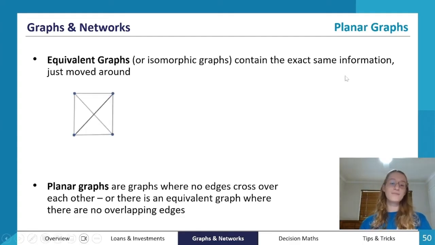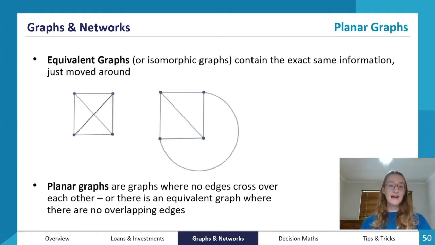For example, have a look at this graph here, and then have a look at this one here. These, well, they look different, and they are different in some ways. They actually display the exact same information and connections because they're equivalent or isomorphic graphs. Because we can see that this connection here has simply been stretched and moved around to the outside.